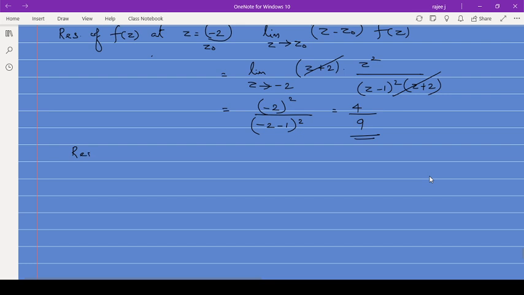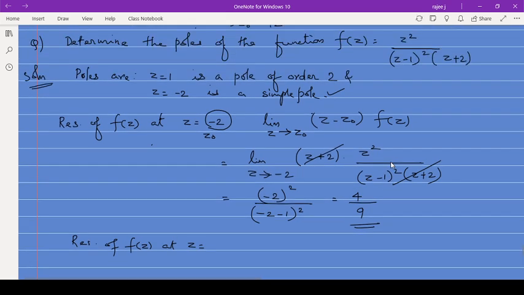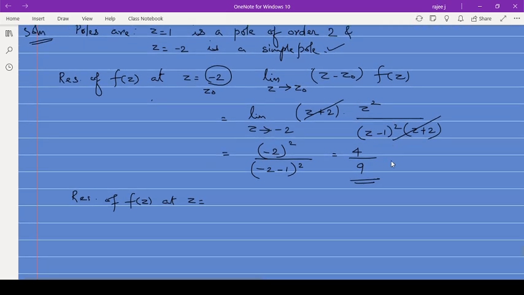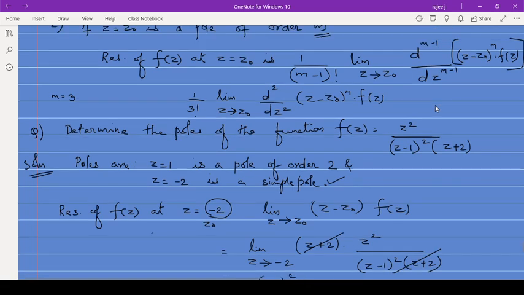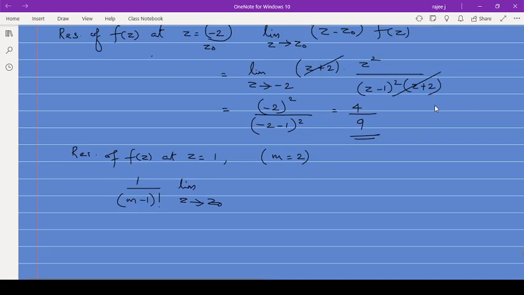Now secondly, residue of f of z at z equal to 1, which is a pole of order 2. Okay, z equal to 1 which is pole of order 2 means here m is 2. So that formula is given by limit z tends to z0, 1 upon m minus 1 factorial, limit z tends to z0 of, what is the formula? See, d raised to m minus 1 upon dz raised to m minus 1. So d to the power m minus 1 means 2 minus 1.